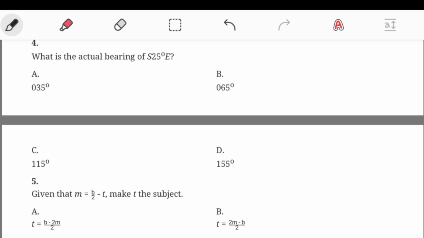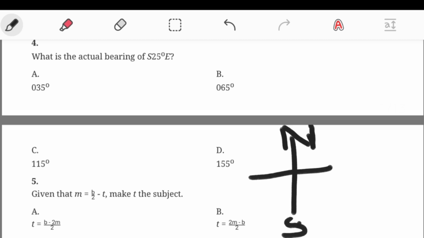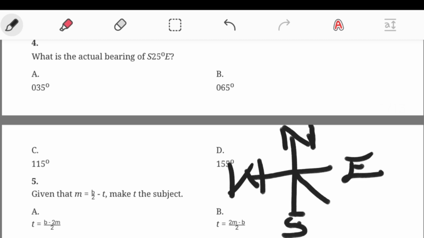Question 4. What is the actual bearing of south 25 degrees east? The cardinal points: we have a diagram like this. Here is our north, here is our south, here is our east, and here is our west. Right? So now the question says the bearing is from south going to east is 25 degrees. So we have a line like this, and then the angle here is 25 degrees.